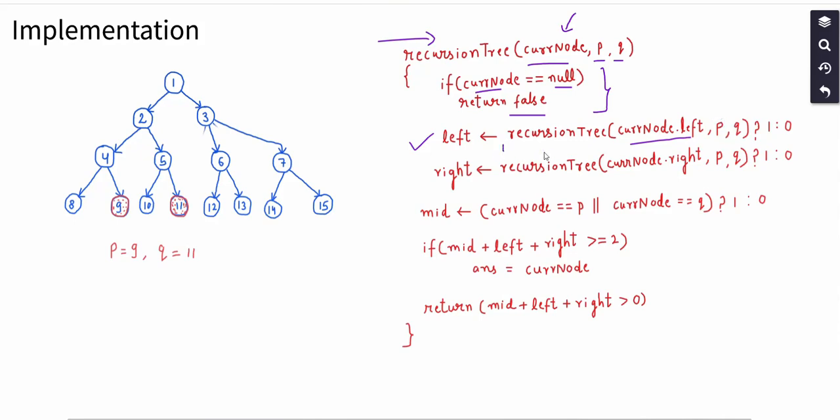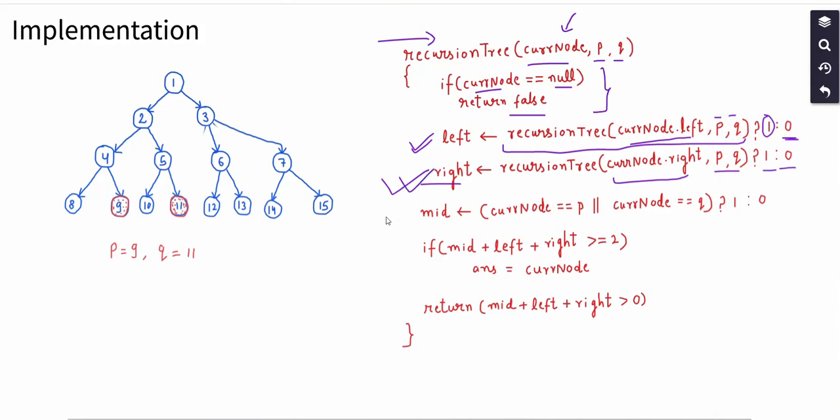Now if this function call returns true, that means in the left subtree we have one of the descendants, and hence 1 will be stored in the left variable. Otherwise 0 will be stored. That means we do not have any of the descendants in the left subtree. Same goes for the right. If we find one of the two descendants in the right subtree, then 1 will be stored in this right variable. Otherwise we'll get 0 here.